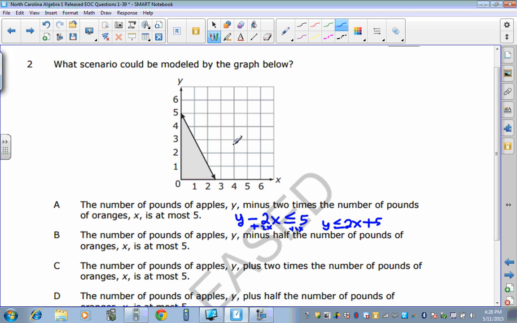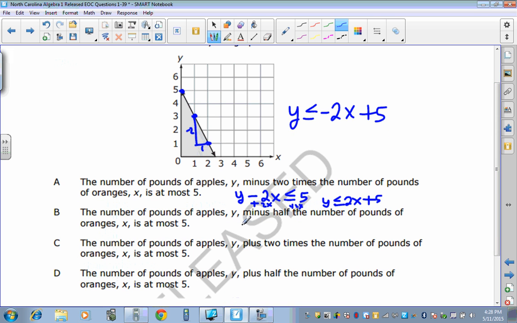The y-intercept is 5. Let's check our rate of change. We go down 2 over 1. But that has a negative slope, and we're looking for something that doesn't match that. This is y less than or equal to negative 2x plus 5. Let's keep looking. It says the number of apples y minus half the number of pounds of oranges x is at most 5. Well, let's see. If you add half x to both sides, you get y less than or equal to positive half x plus 5. Okay, but that line does not have a slope of positive half, so it can't be B.